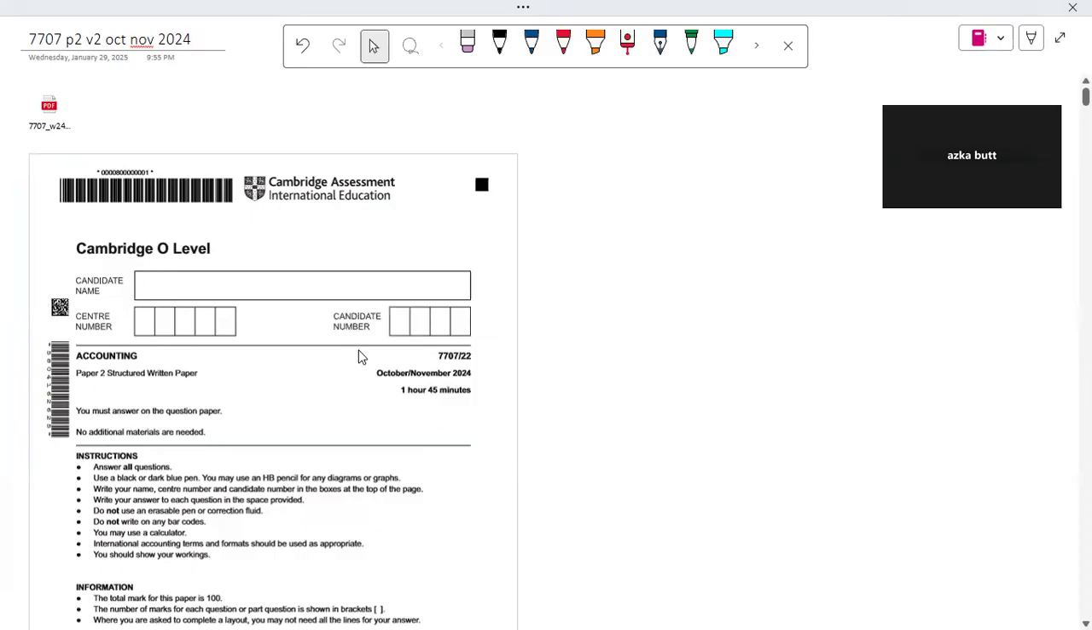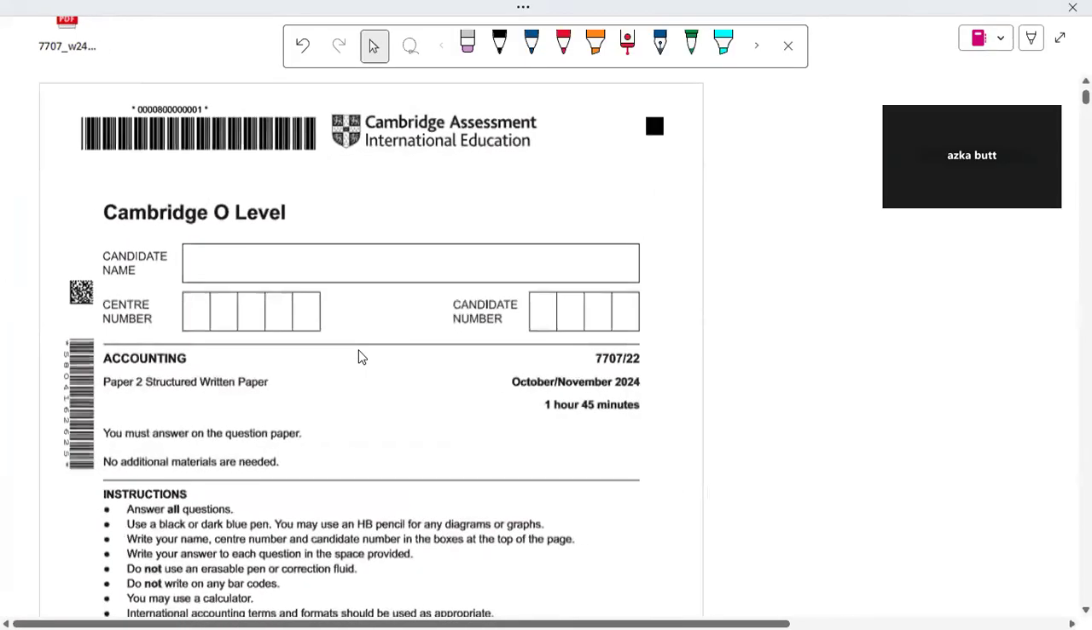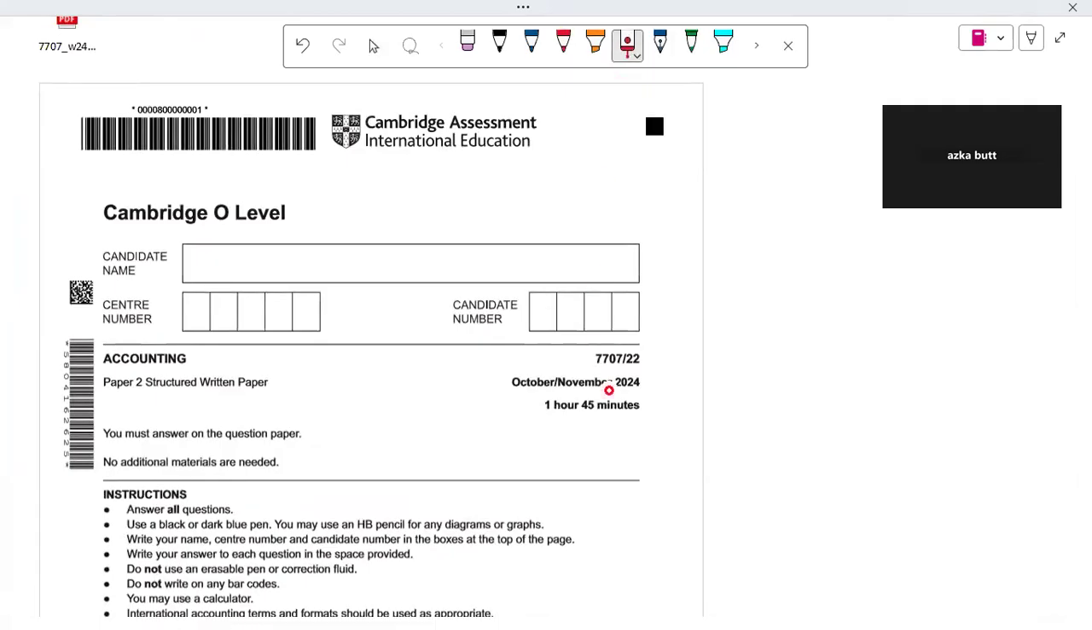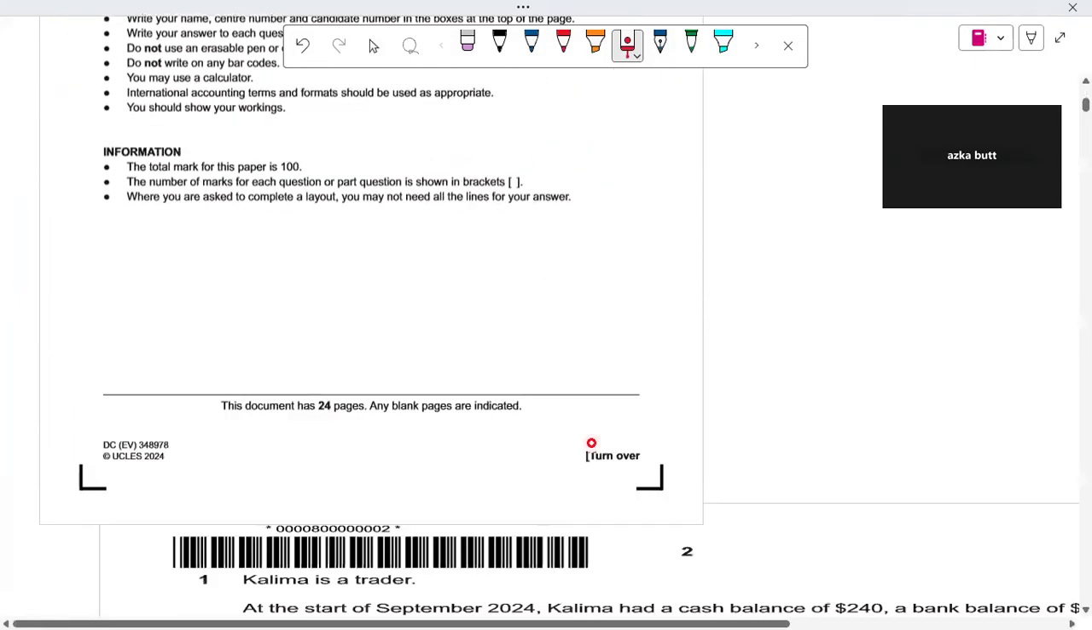Okay, so today I'm going to solve O level accounting paper 2, variant 2, and this is your latest paper, October/November 2024, as you can see, and we have 1 hour 45 minutes to solve the whole paper.